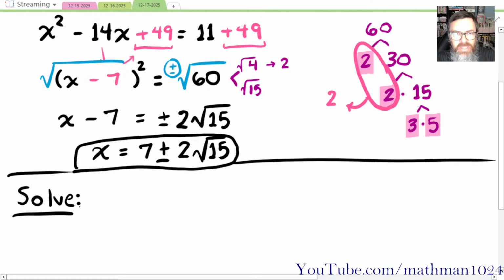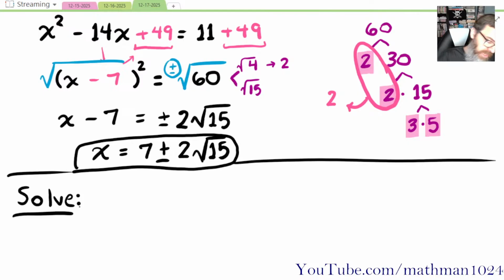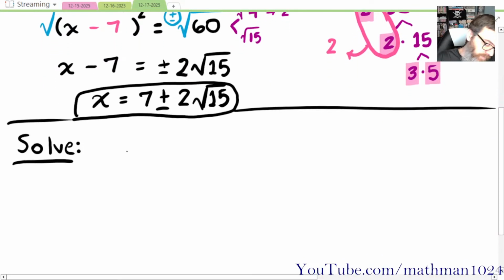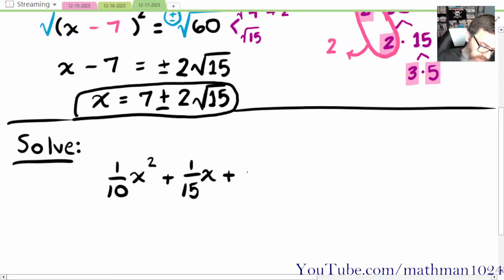So I hope that, for those of you watching the video, you can see that these problems don't have to be super difficult. We just take our time, breathe, and remember that numbers are just numbers. So let's take a look at this next one. I have 1/10 x squared plus 1/15 x plus 1/6 is equal to 0.